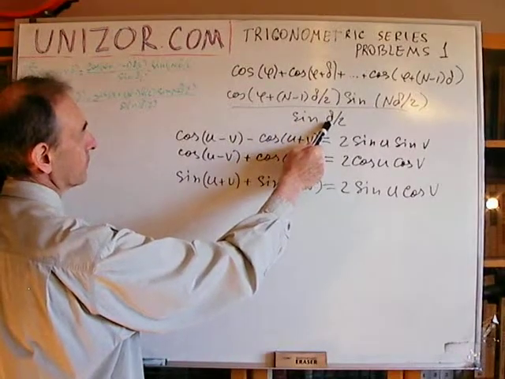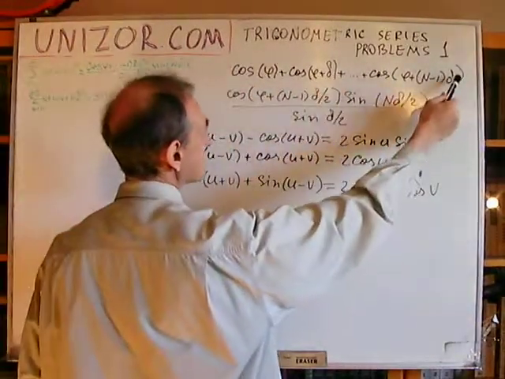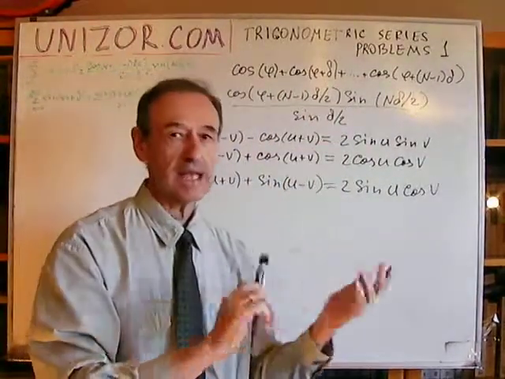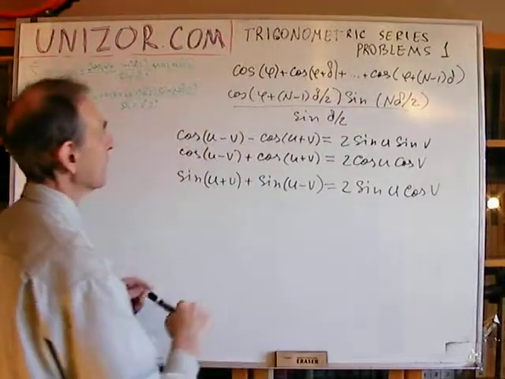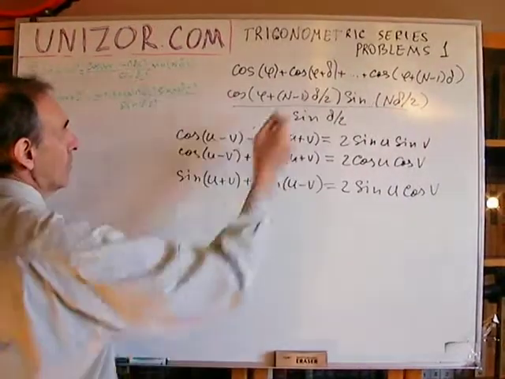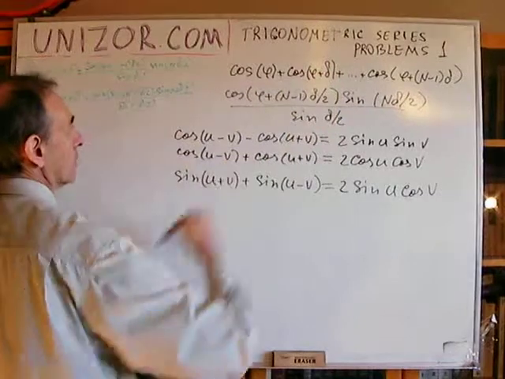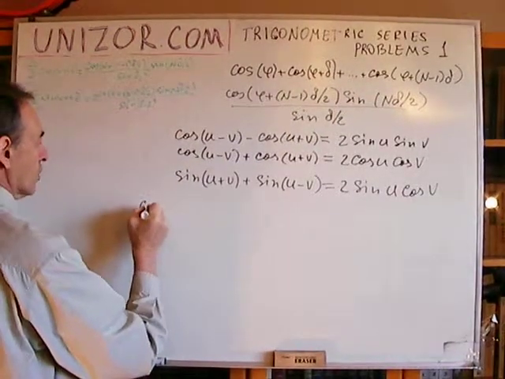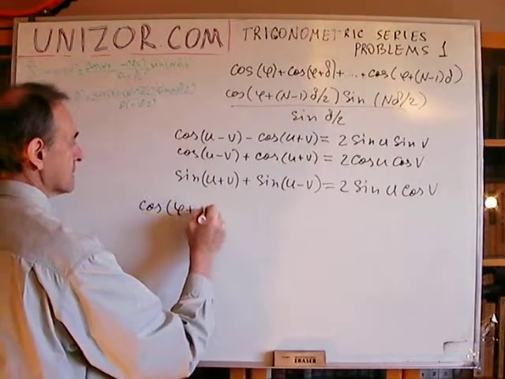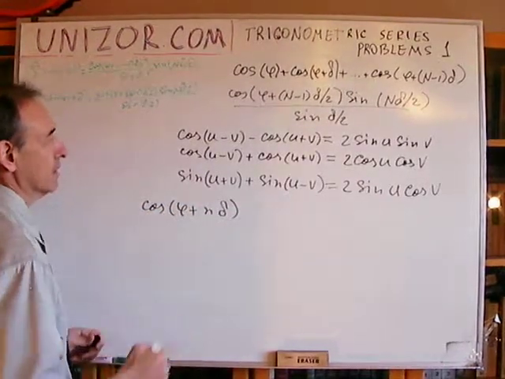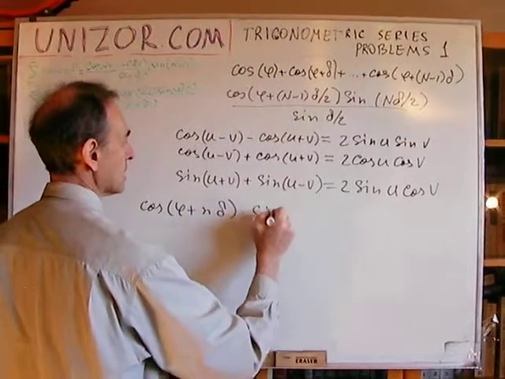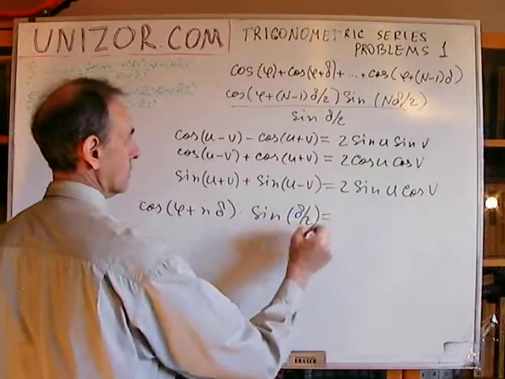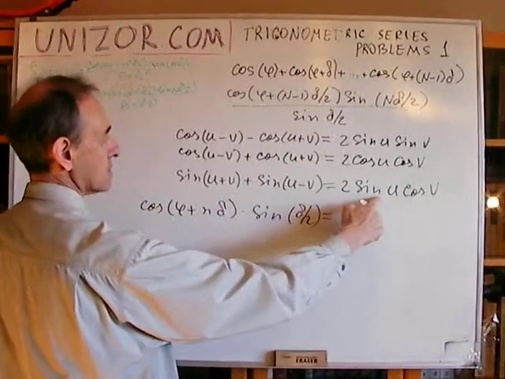And here is what I have. If I multiply it by sine of delta over 2, somehow sine and cosine must be played against each other. So let's see how it happens. My general member of this particular sequence is cosine of phi plus some n multiplied by delta. And I'm multiplying this by sine of delta over 2. Now, what will happen? I will use something like this, right?